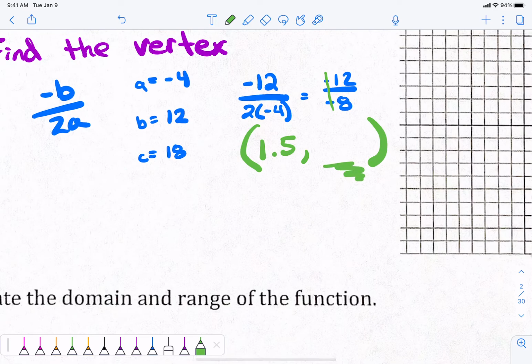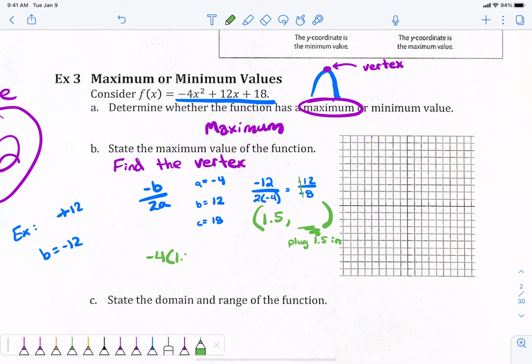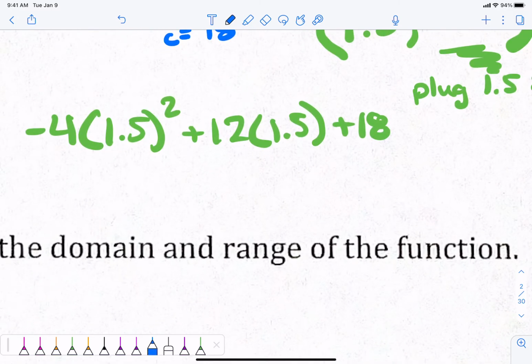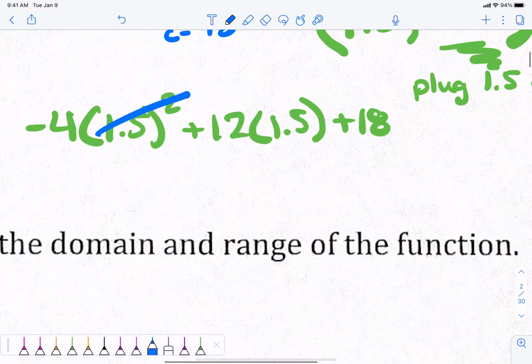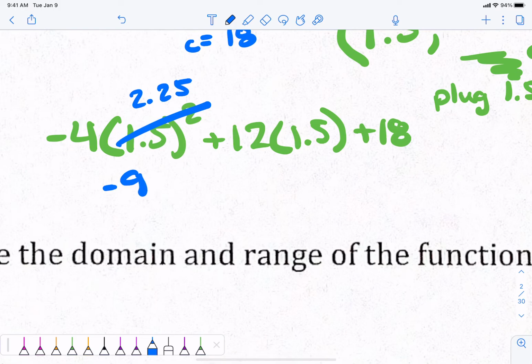How do I find the y coordinate? Plug 1.5 in for x. So negative 4 times 1.5 squared plus 12 times 1.5 plus 18. 1.5 squared is 2.25. What is 4 times 2.25? That's 9, so negative 9.